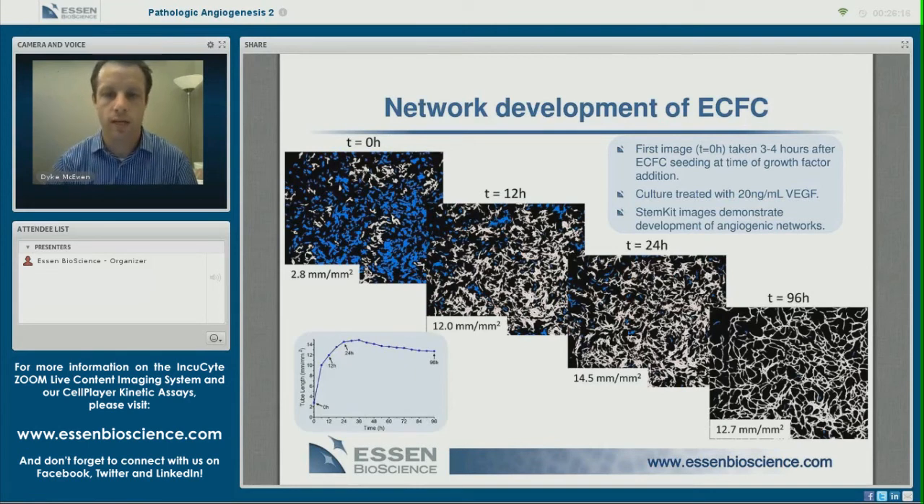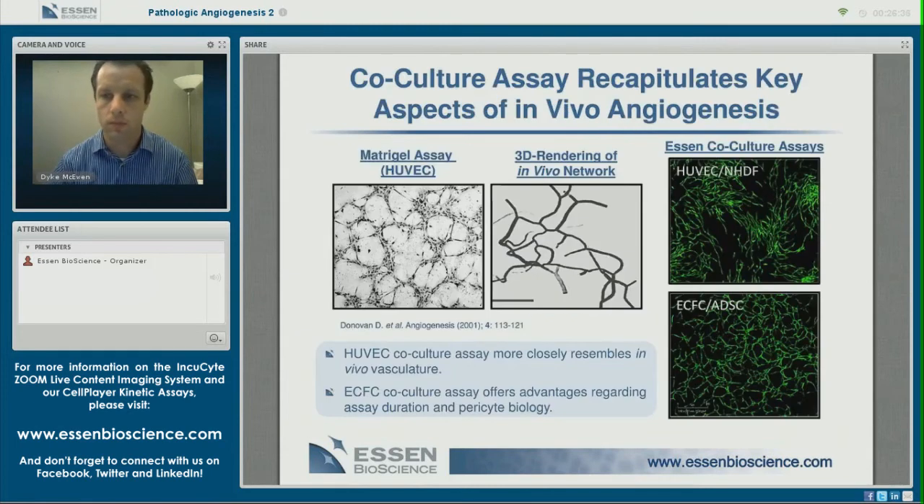We also receive the kinetic output from this that you see in the lower left, where you can see the snapshots in time of where these points lie along the curve, and we've taken 6-hour updates using the STEM kit treated with VEGF, and you see the tube length measurement over time.